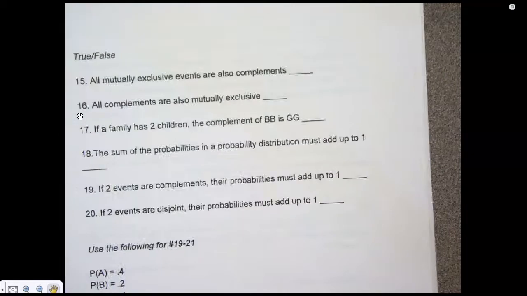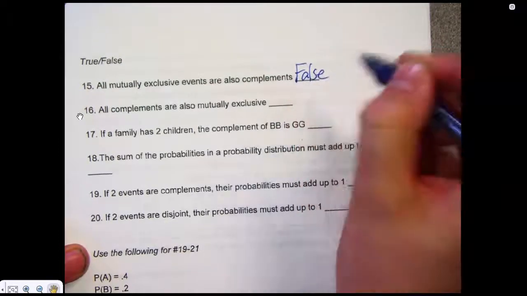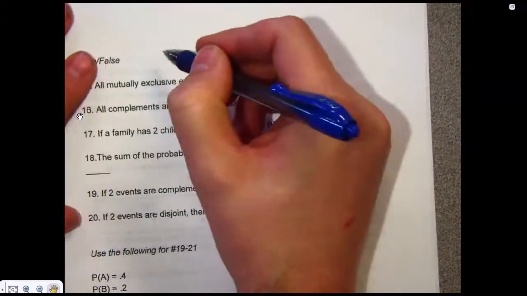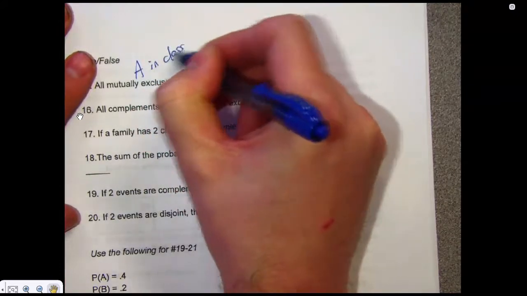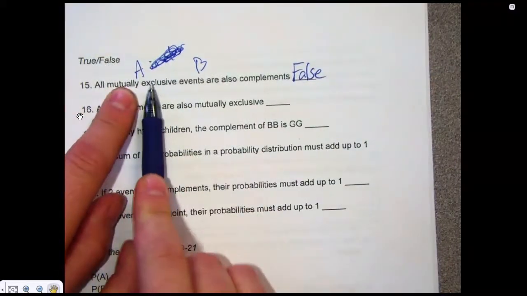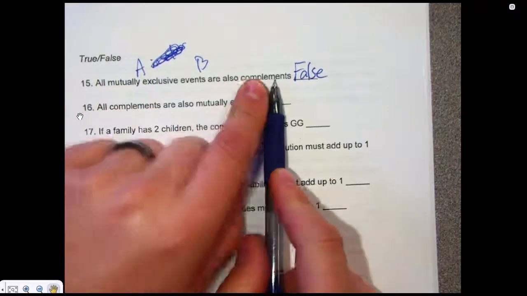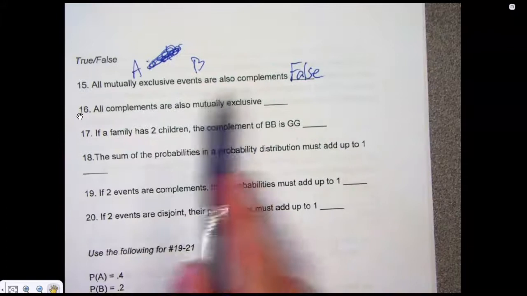True, false. All mutually exclusive events are also complements. That is false. An example of that would be, you get an A in this class, or you get a B in this class. Those are mutually exclusive. They cannot happen at the same time. But complements means that they're the only two possibilities. And they're not, because you could get a C, you could get a D, or hopefully you don't fail.